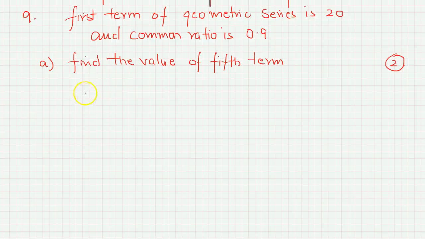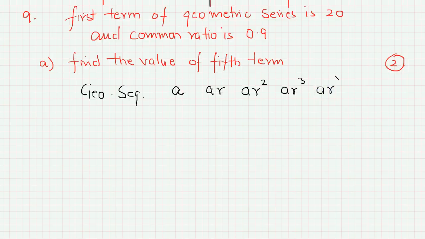We know that in a geometric sequence, if the first term is a, the second term is ar, the third term is ar squared, the fourth term is ar cubed, and the fifth term is ar to the power 4. First term, second term, third term, fourth term, and fifth term. We have to find the value of the fifth term. So the fifth term is ar to the power 4.